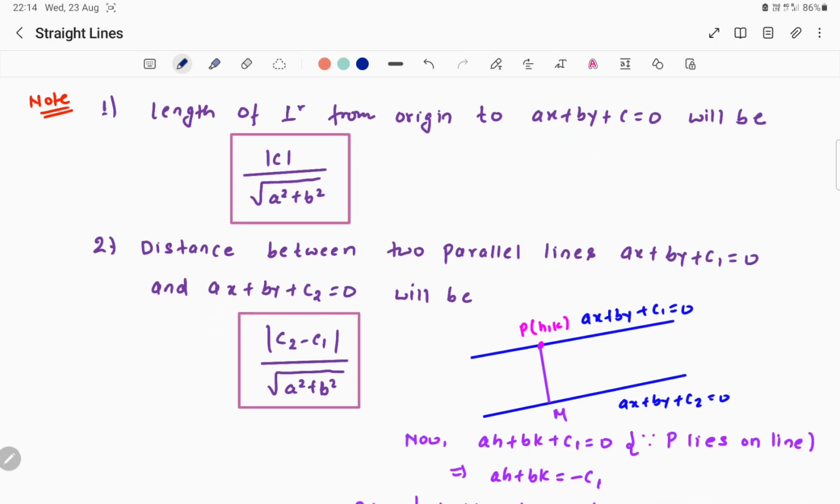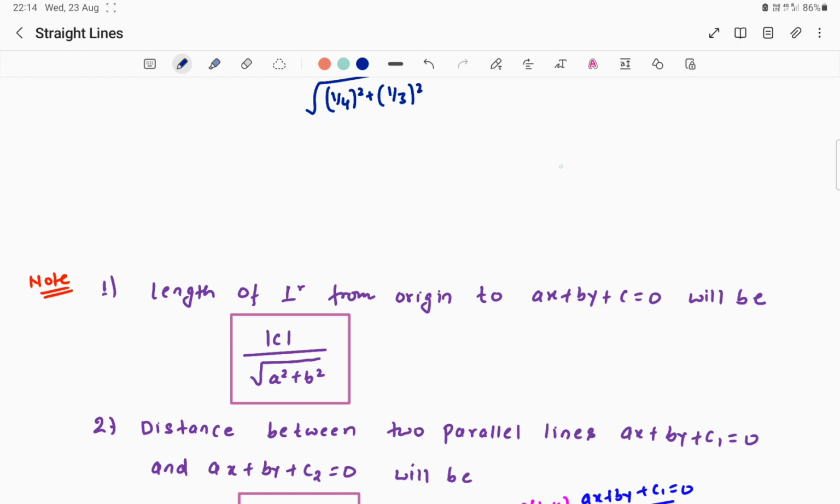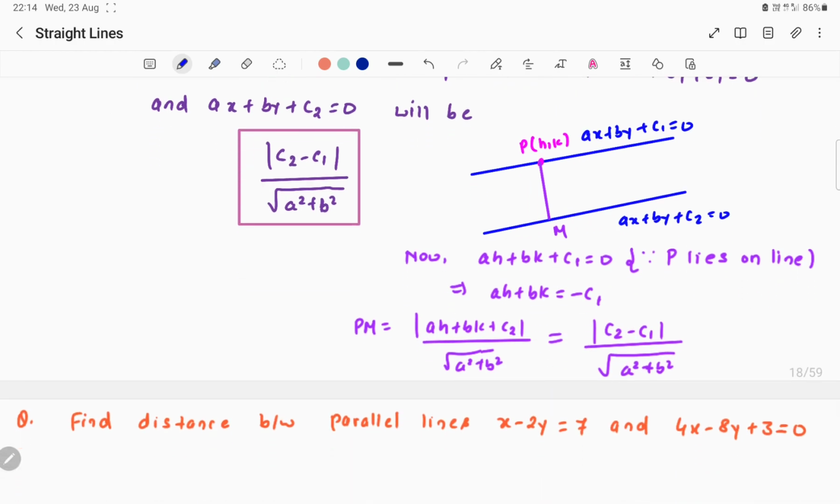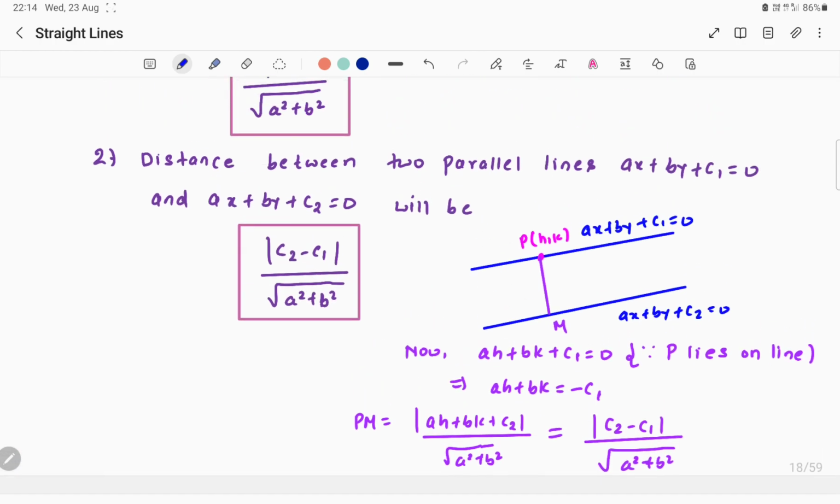Then we have the distance between two parallel lines. When they say parallel lines, what is the condition? If you remember, a1 by a2 is equal to b1 by b2. Suppose we have two lines, ax plus by plus c1 equal to 0, and the other line is ax plus by plus c2 equal to 0. Now we want to find the perpendicular distance between them. When two lines are parallel, their perpendicular distance will always be the same, so we can assume any one point P(h, k) on the first line and evaluate the perpendicular distance using this formula.